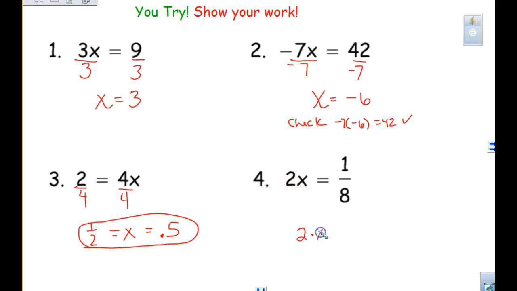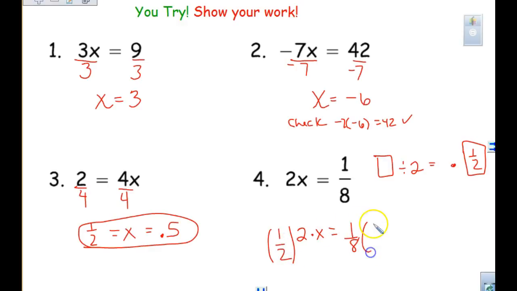It's 2 times x. Now, if I'm dividing by 2, I don't know if you guys remember from last year, but division by 2 is actually the same as multiplying by what number? Multiply by its reciprocal. So we're going to put 2 times x, and it is the same. Dividing by 2 is exactly the same as multiplying by a half. So we're going to put a half out in front here, equals 1/8, and we're going to put times a half here. Now what's nice about this side is that 2 over 2 cancels, right? And we're left with x equals.